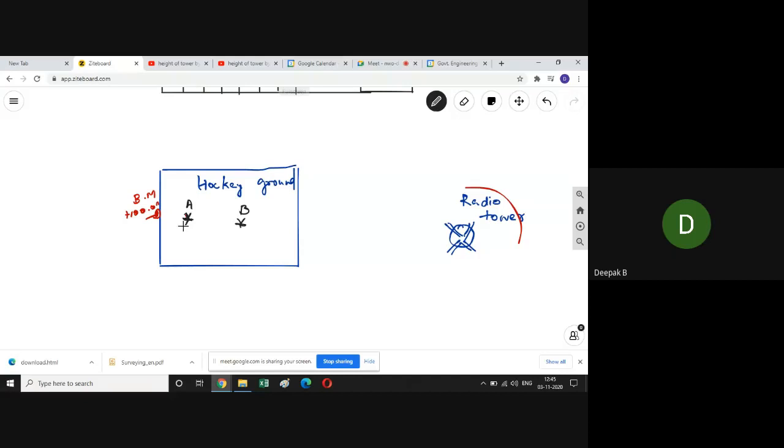You keep the theodolite here at A, and then later shift that theodolite to point B. Note that these three points are in the hockey ground, so they are accessible. The radio tower is far away, in another person's property, and is practically inaccessible. You cannot go and measure the distance between B and the radio tower. It would have been a lot easier if you could, but in our situation this distance is not measurable.